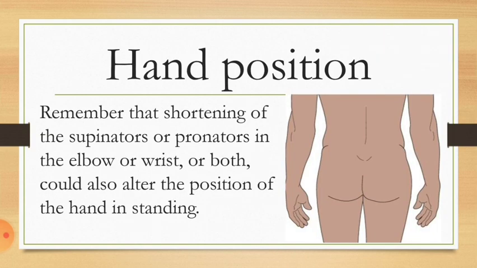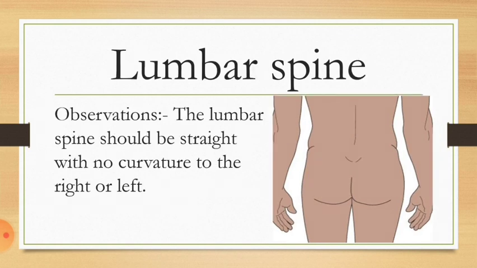Hand position. Shortening of supinator or pronator in the elbow, wrist or both could also alter the position of the hand in standing. Now lumbar spine. Observe, the lumbar spine should be straight with no curvature to right or left.